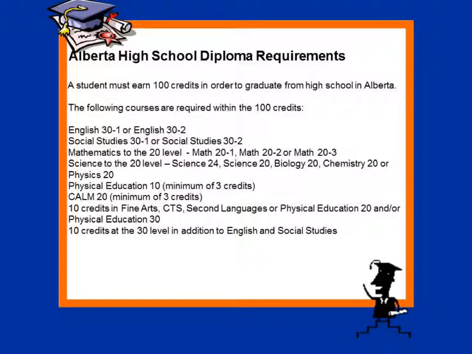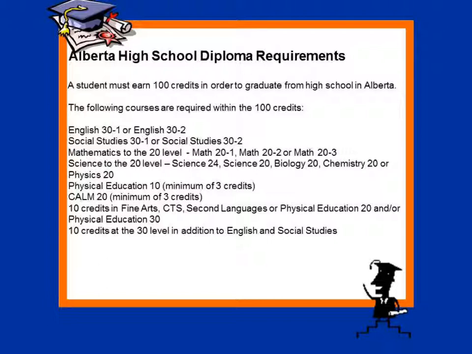This slide here just shows the Alberta High School diploma requirements. So as a grade 10 student, there's not a lot that pertains to you right now, but it shows that at the end of grade 12, in order to qualify for graduation, these are the requirements you must have: a 30 level English, 30 level social, a 20 level math, a 20 level science. You need to have Phys Ed 10, minimum 3 credits. You need to have Com 20, and then 10 credits in Fine Arts, CTS, second language, Phys Ed, or Phys Ed 30, and then 10 credits in 30 levels. So anything else, that's a 30 level program that we offer here at the school.